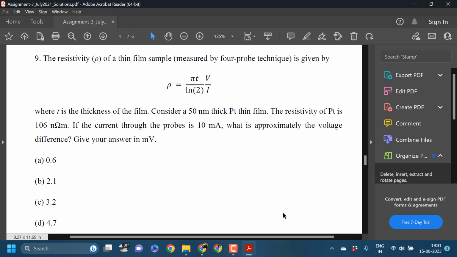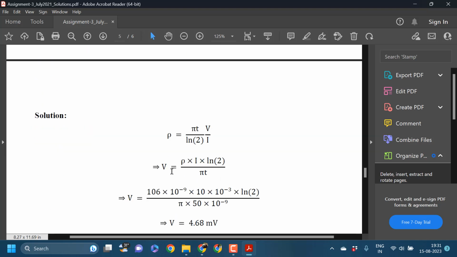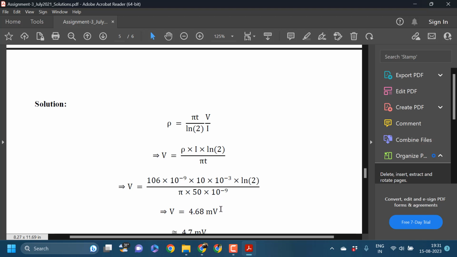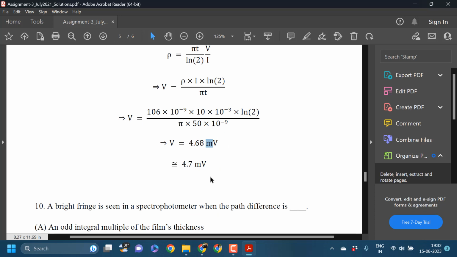Shall I display the answer or shall I wait for some minutes more? So basically, V you have to rewrite as rho into I ln 2 by pi t. This rho is 106 into 10 power minus 9. I is 10 into 10 power minus 3. Ln 2 you substitute as it is. Pi you substitute as it is. This was 50 nanometers, so 50 into 10 power minus 9. Basically you get 4.675 and so on into 10 power minus 3. That 10 power minus 3 we are taking here as milli. So finally you get 4.7 millivolt. Is that clear?